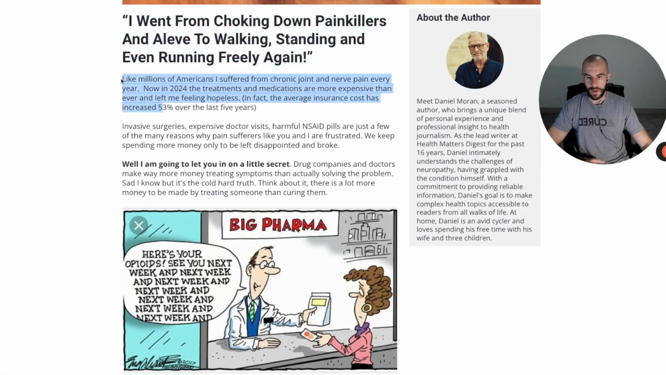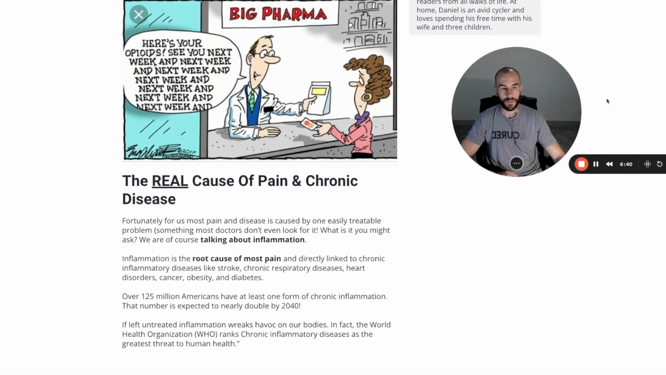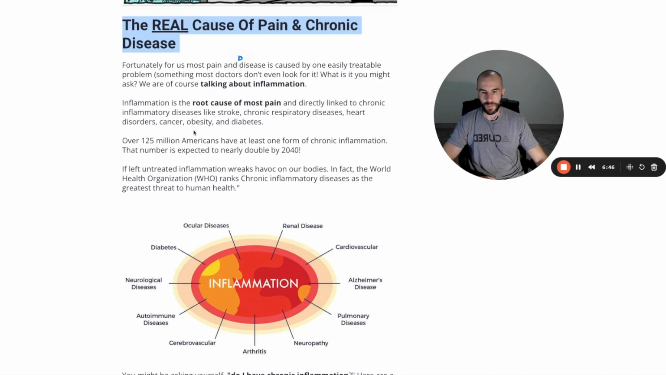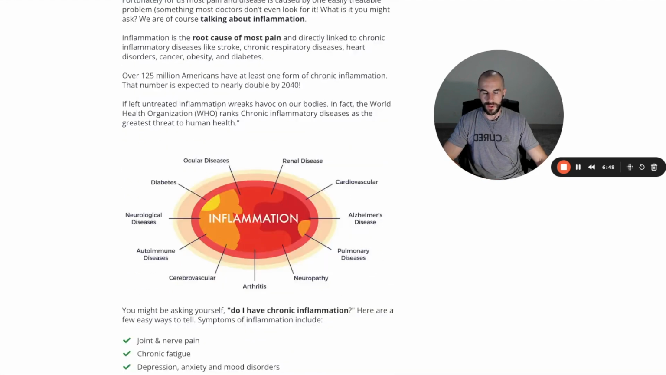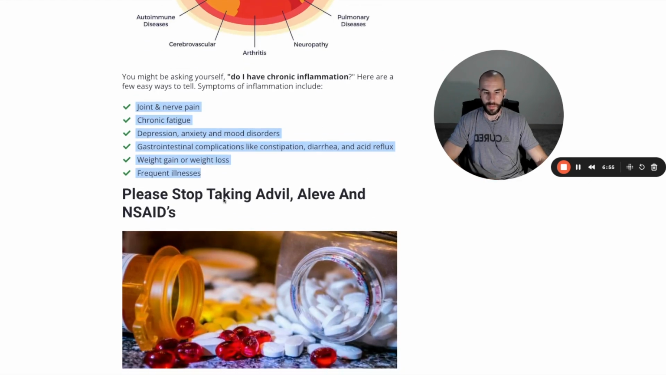We have our lead, which is talking about big pharma. Most people don't like big pharma, so that's a really good reason to kind of throw them under the bus. And our lead, the real cause of pain and chronic disease. So here we're getting to the unique mechanism of the problem, has to do with inflammation. I haven't actually read this one all the way through. Here's the typical things that people are dealing with when they have chronic inflammation.